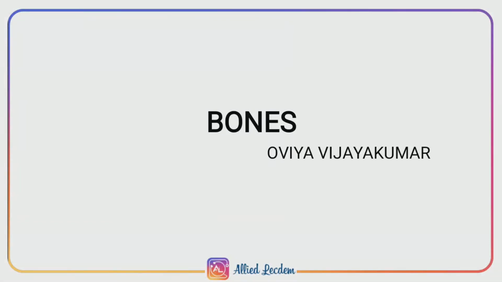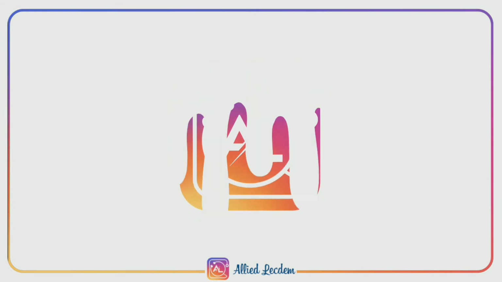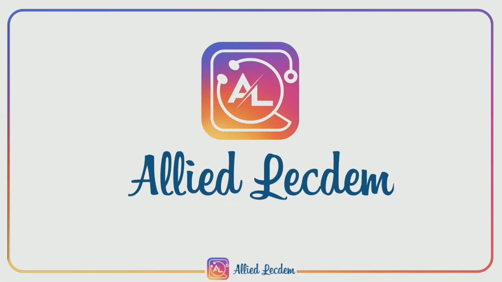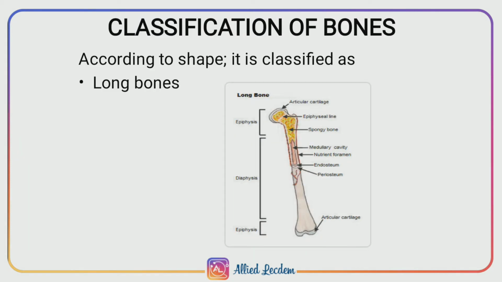Today we'll continue about the classification of bones. In the previous video we saw the introduction of bones, composition of bones and regional classification of bones, that is axial skeleton and appendicular skeleton. Today we'll see the classification of bones according to shape. Okay, let's go into the topic.